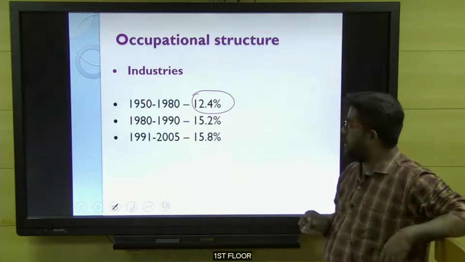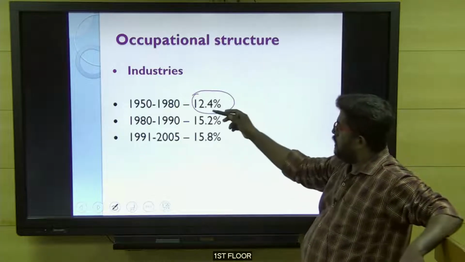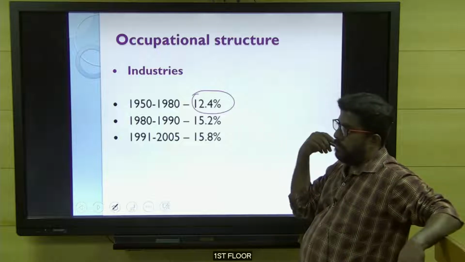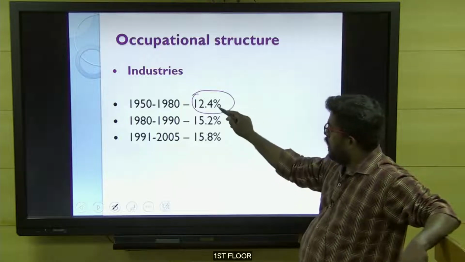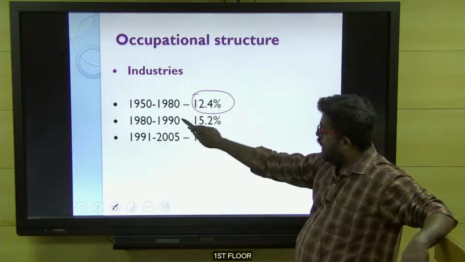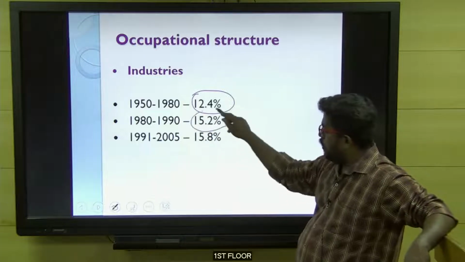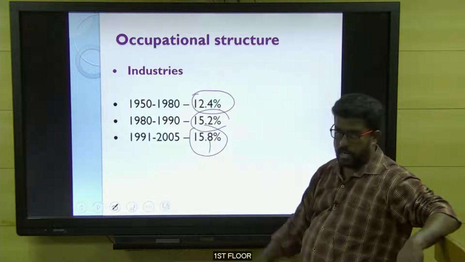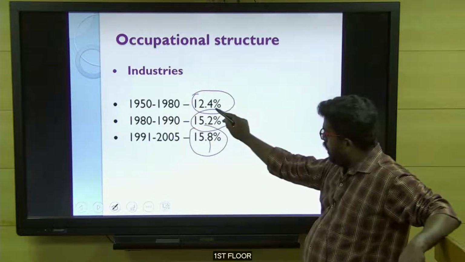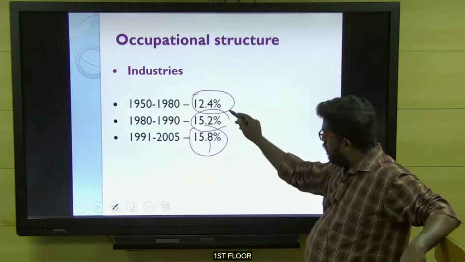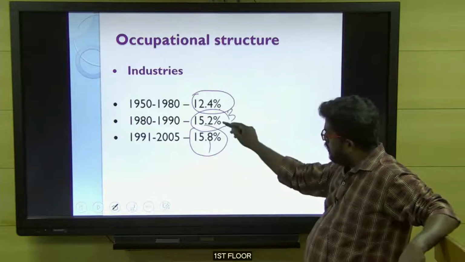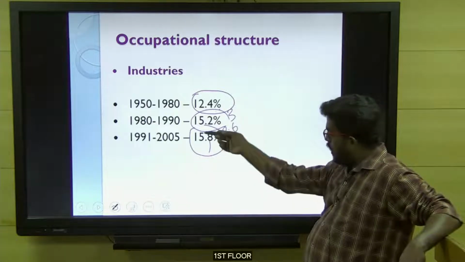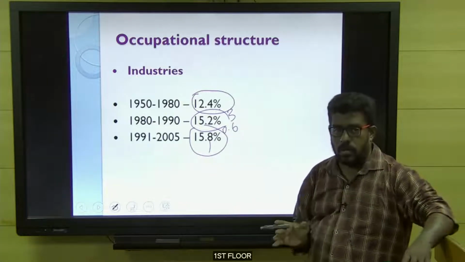Occupational structure. So what does occupational structure mean? From 1950 to 80, our secondary sector was providing employment only at the level of 12.4%, and 80 to 90 it was 15.2%, and 91 to 2005 it was 15.8%. Which means it was 12.4, it got marginally increased by 3%, and there it got stuck at only a 0.6% improvement. Even now, when you take the data, it is around 20, 22.